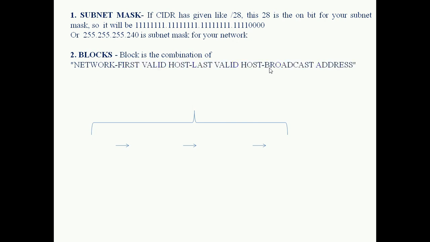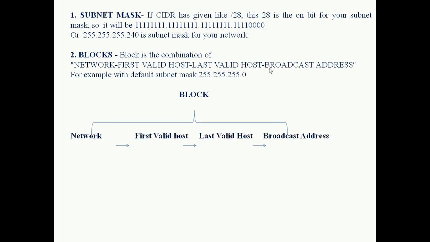A block is the combination of network, first valid host, last valid host, and broadcast address. For example, with the default subnet mask 255.255.255.0, the block will be network, first valid host, last valid host, and broadcast address, and that is 192.168.0.0. The IP addresses in this network will start from 192.168.0.1, and you can assign IP addresses till 192.168.0.254, and the last, 192.168.0.255, is the broadcast address.